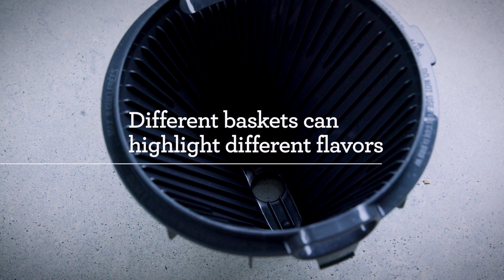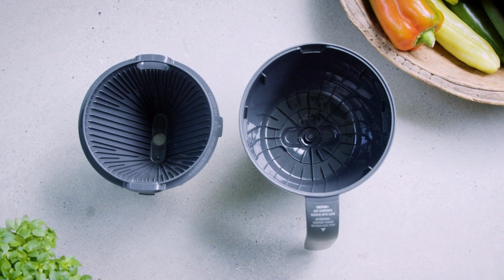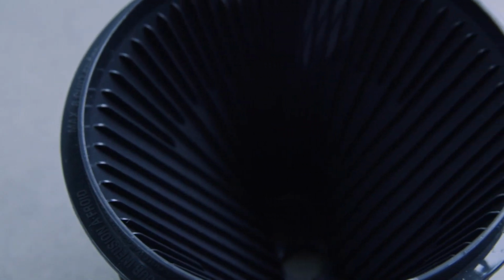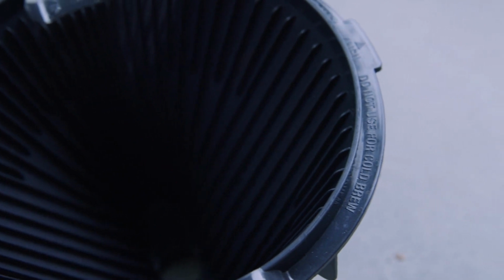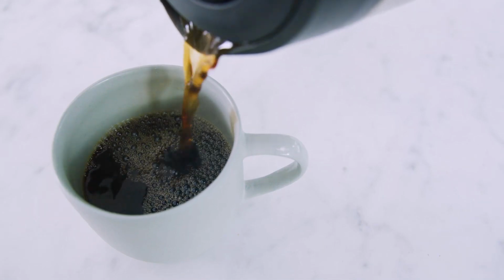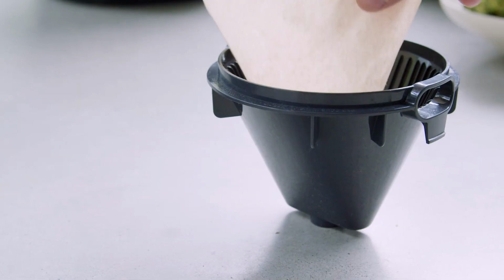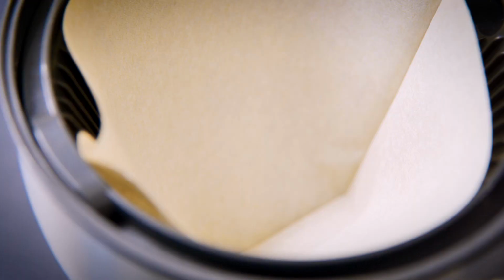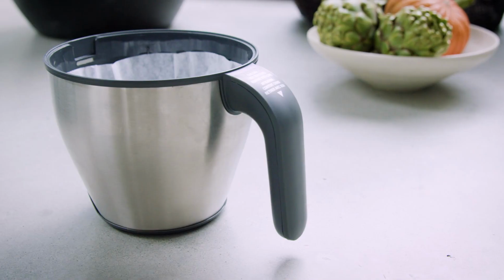This factor might surprise you, but the shape of the basket has a greater impact on flavor than most other variables. By simply swapping out the filter basket, you can dramatically transform the flavor of your brew. The experts found that certain flavors are associated with different basket shapes, so you can choose a basket for brewing that matches your flavor preference.